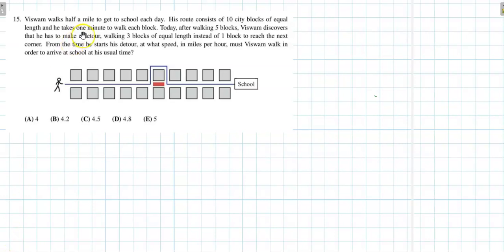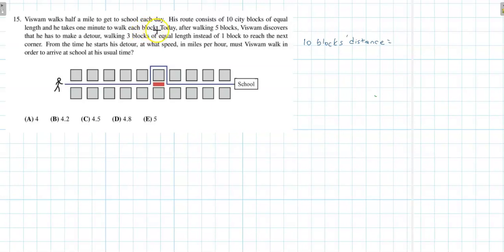Wiswan walks half a mile to get to school each day. His route consists of 10 city blocks of equal length and he takes 1 minute to walk each block. Okay, let's try to understand now. So from here he goes to school and then regularly it takes the total distance 10 blocks. So let's write line by line. 10 blocks, distance equals to what? 10 city blocks of equal length and he takes 1 minute to walk each block.